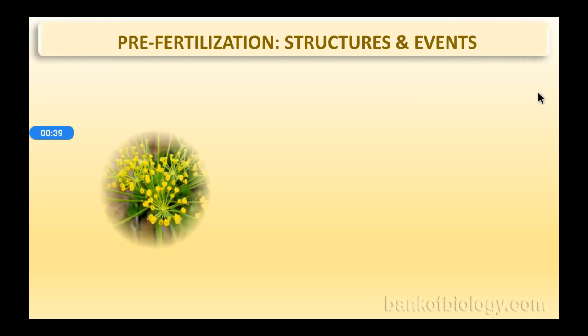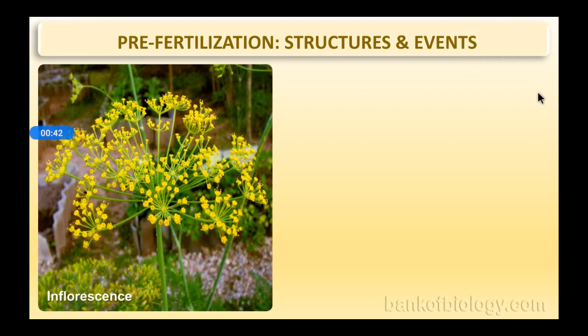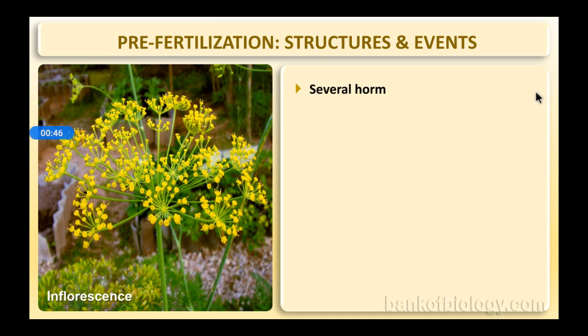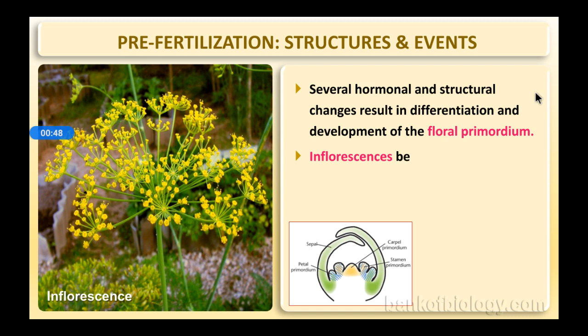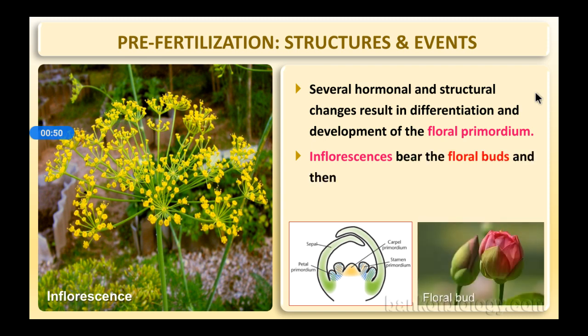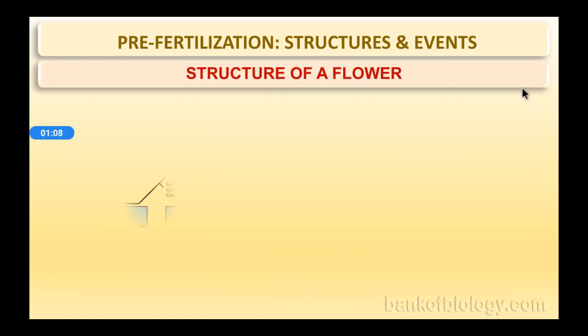Several hormonal and structural changes result in differentiation and development of floral primordium. So what do you mean by floral primordium? It's a group of cells or tissues in an angiosperm, or a flowering plant, which will give rise to flowers. And then inflorescences are formed, which will bear the buds, and buds will give rise to the flowers. So we need to study in this chapter the structure of a flower.